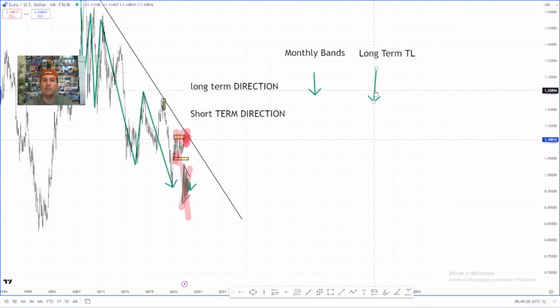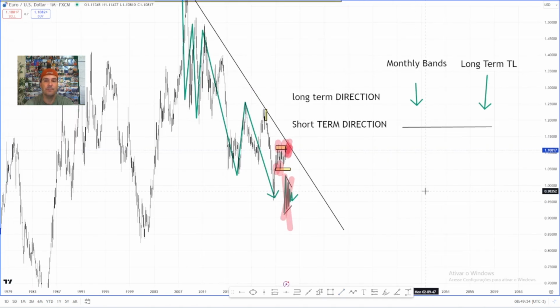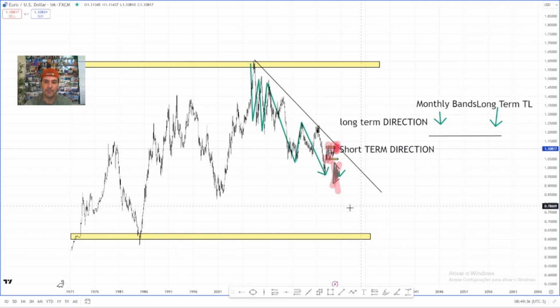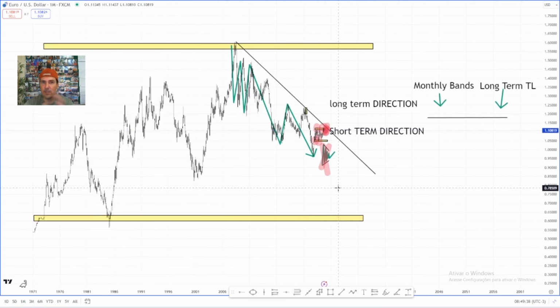Long-term trend line is down, monthly band is down, short-term direction: I don't have a read. Okay, everybody, make sense? There is no right or wrong on the style. How would you argue? What would you do? We're just trying to bring the knowledge together.